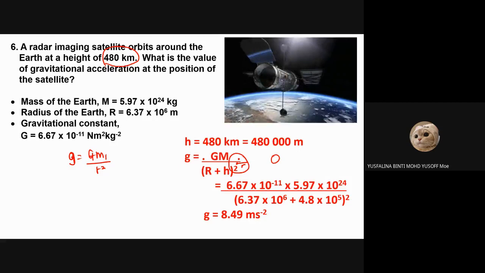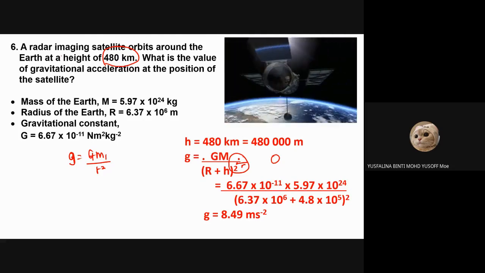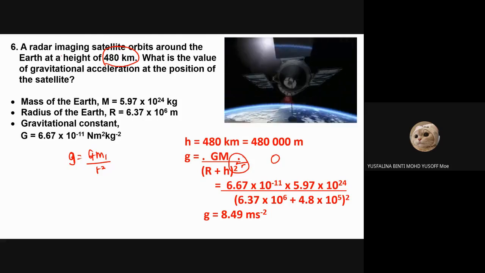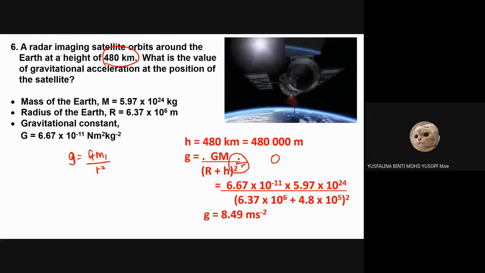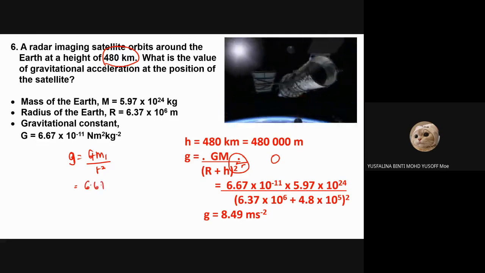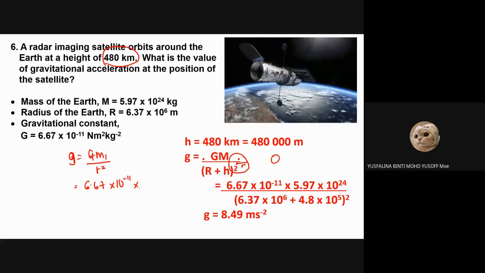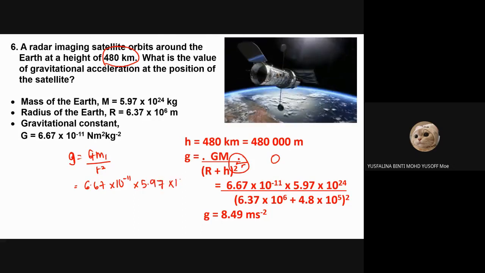Okay, so let's see whether it's correct or not. 8.49, correct. So this one you can see the R that we use, you have to add also the distance of the satellite from the Earth. So that's why we add 4.8. Some of you might wonder how it becomes 5.8. So I try to calculate again. G is 6.67 times 10 to the power of negative 11, and the mass is 5.97 times 10 to the power of 24.